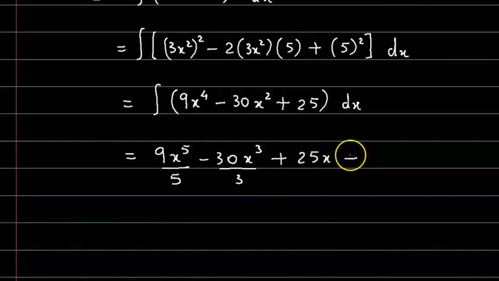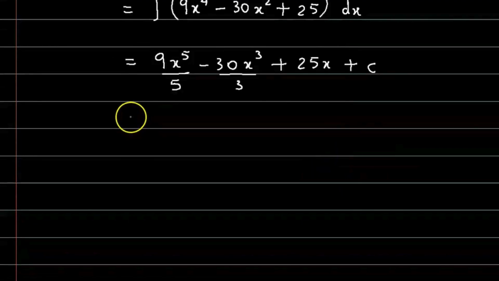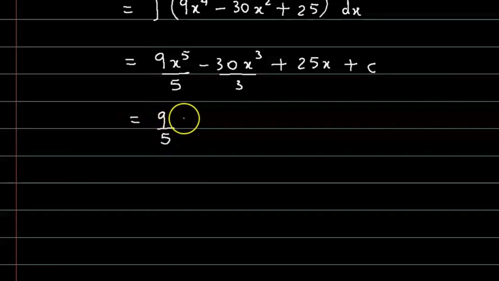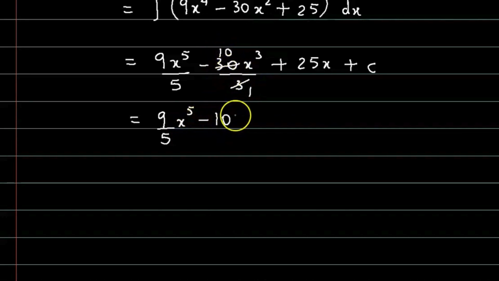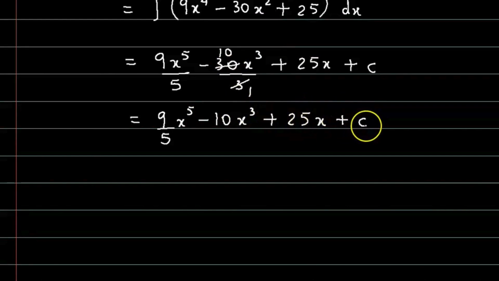times x plus c. Now this could be further written as 9 by 5 into x raised to 5. 3 ones are 3, 3 tens are 30. So we have minus 10 times x cube plus 25x plus c.